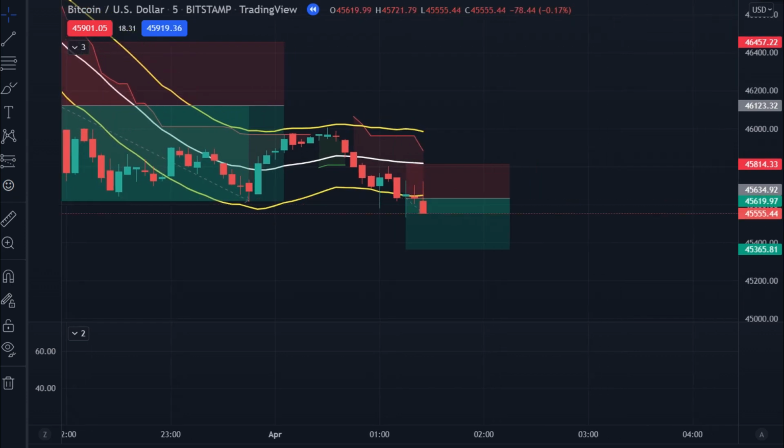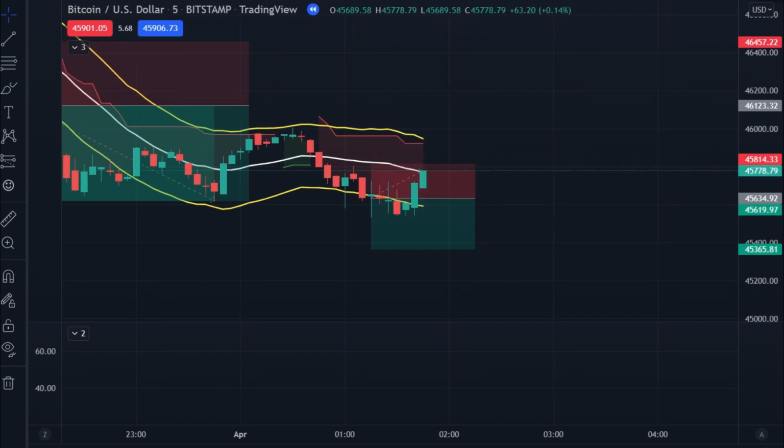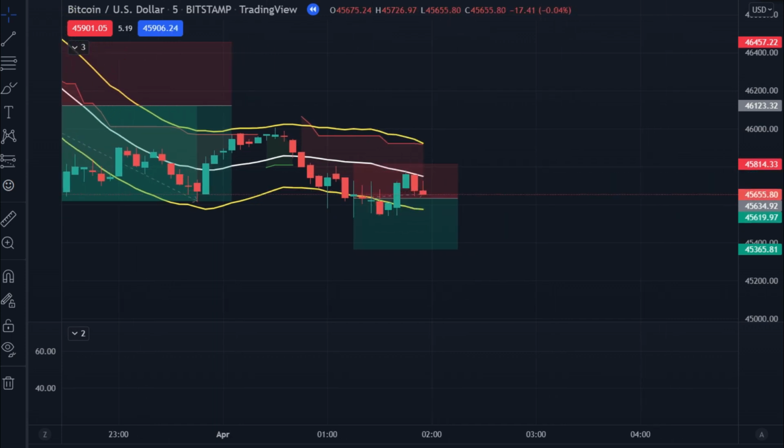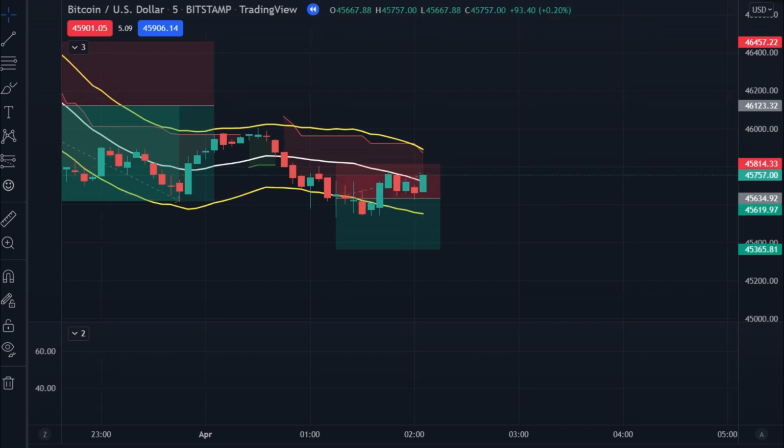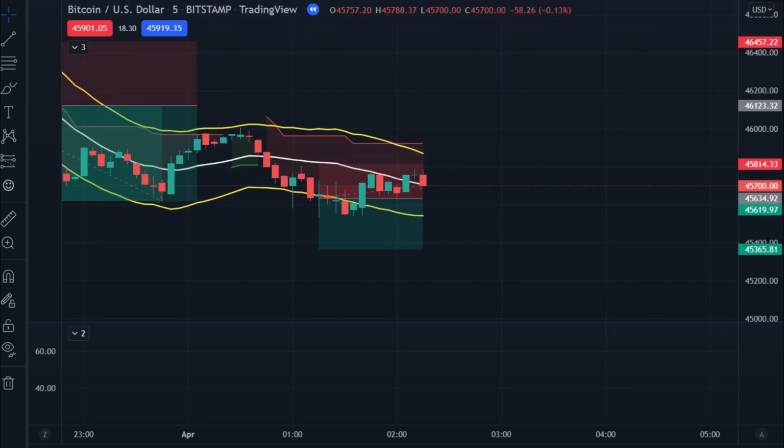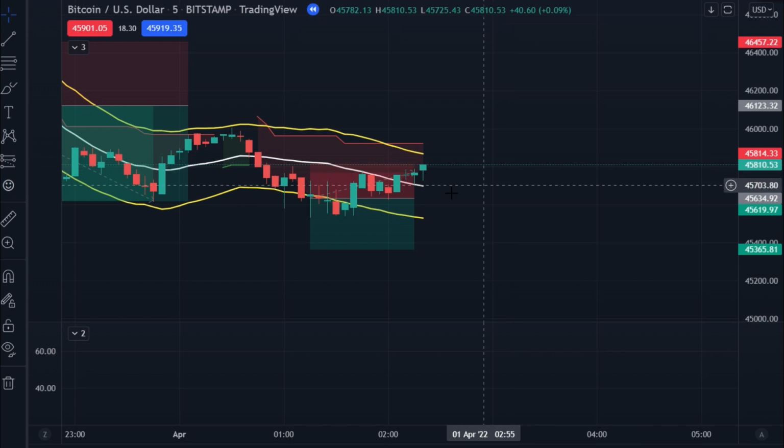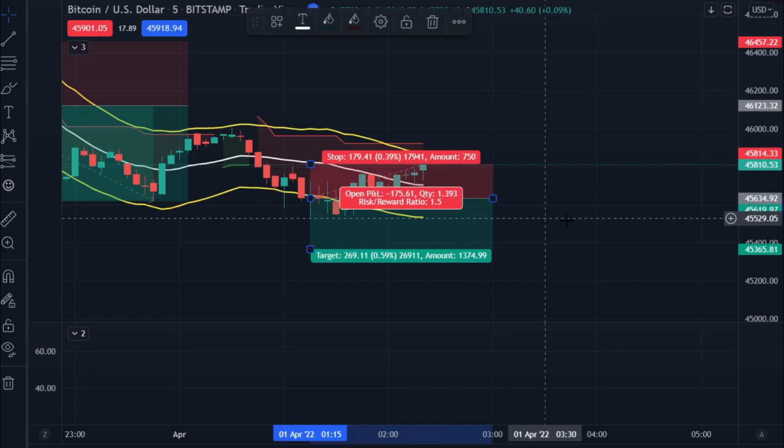Right, so in this case it's quite closer to the target, but no, still no chances of an SL or a target being hit. Okay, so I think we have hit an SL in this case.